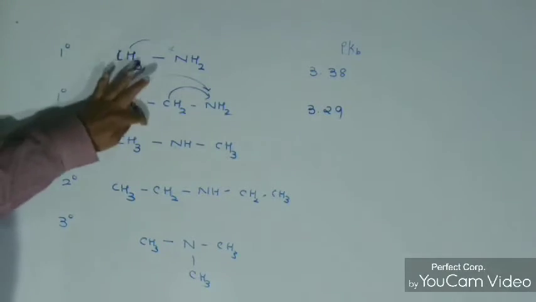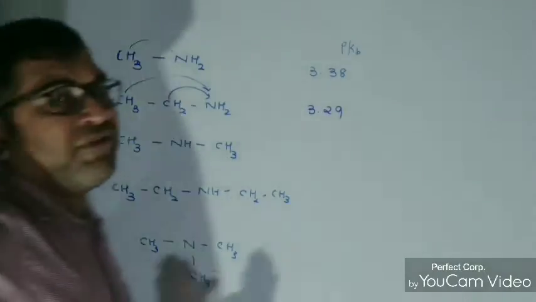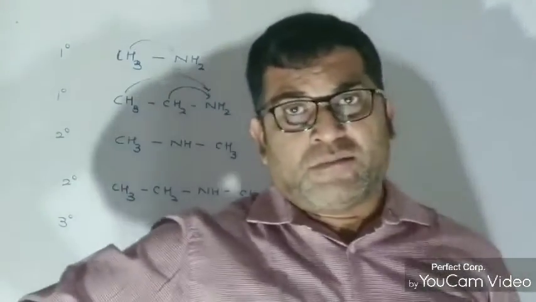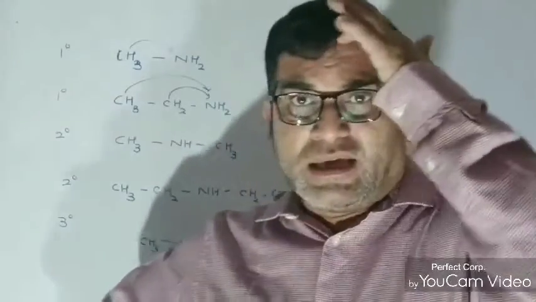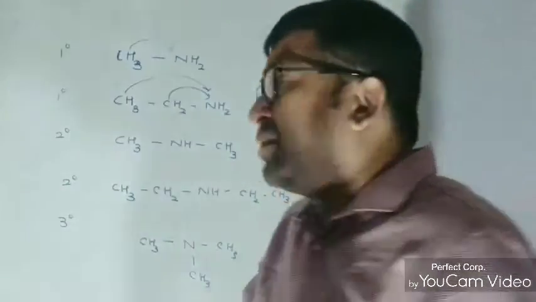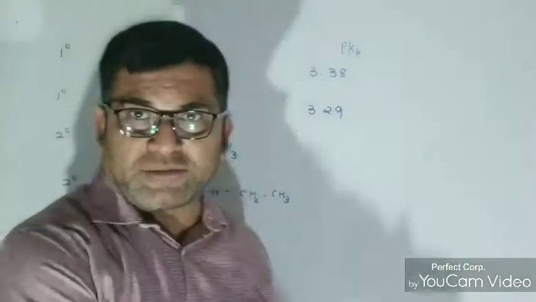See, with two carbons the basicity increased because it is an electron donating group. So the positive I effect is impacting here, not negative. Which I effect applies here? The positive I effect is impacting, and that's why the value changes and becomes 3.29. So hope that you understand this point.